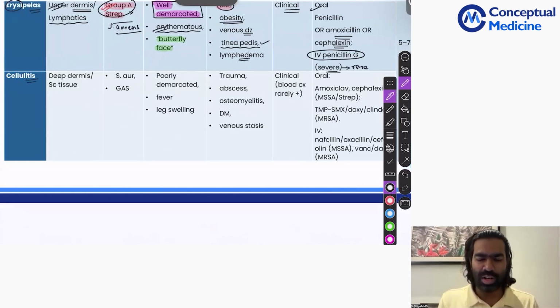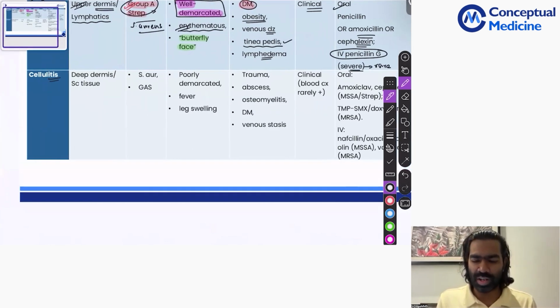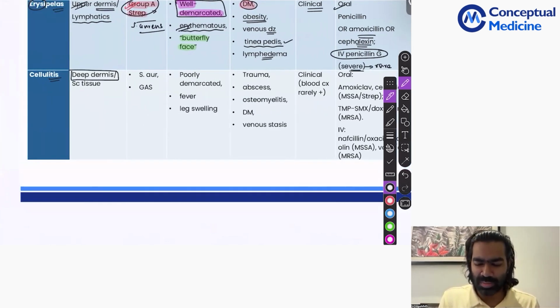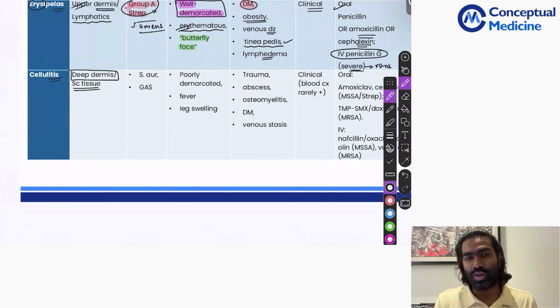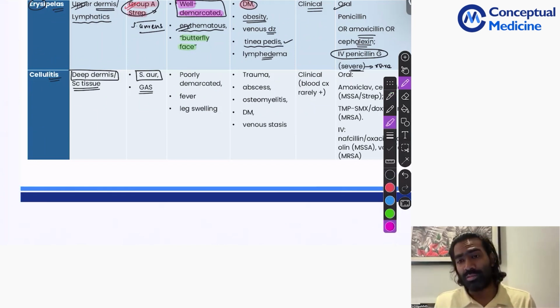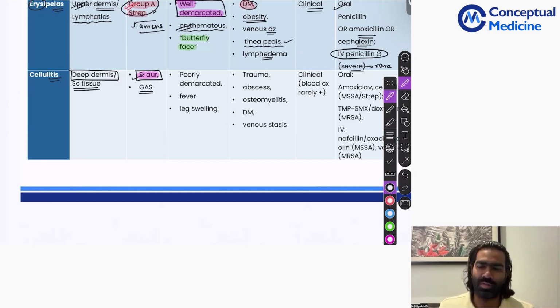Coming to cellulitis. Cellulitis and erysipelas can be differentiated by the fact that cellulitis is going to affect the deeper parts of the dermis and even subcutaneous tissue. It's not just going to affect the upper dermis. The most common cause of cellulitis, though, is going to be Staphylococcus aureus. It can still be caused by GAS, that is group A Streptococcus, but the most common cause, I would say, is going to be Staph aureus. It's not actually GAS, it's actually Staph aureus here. Because it's Staph aureus, there is always a risk of MRSA, that is methicillin-resistant Staph aureus.